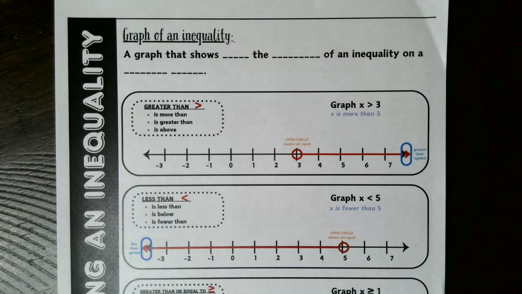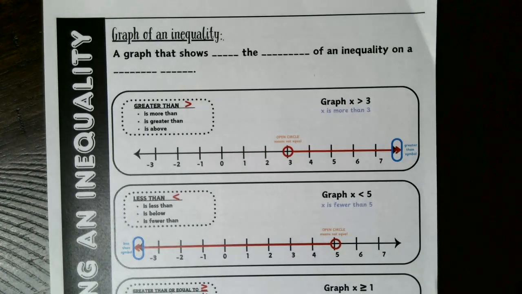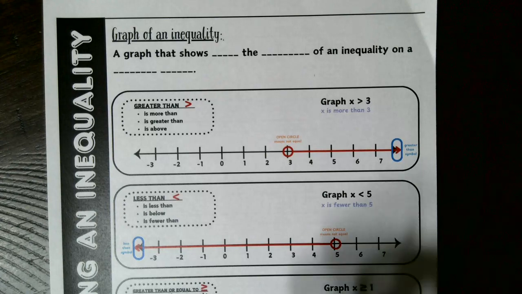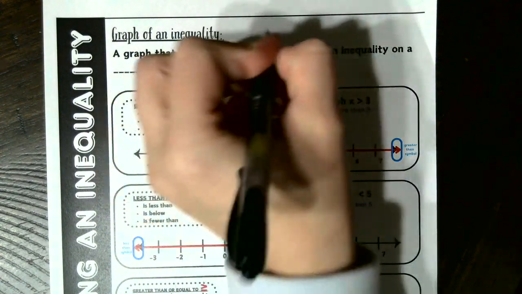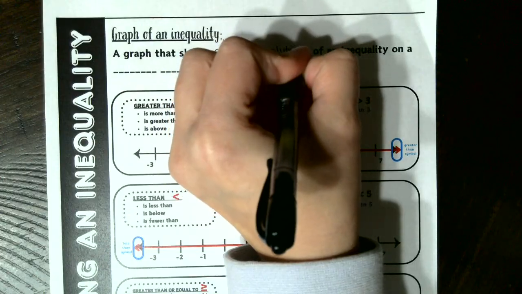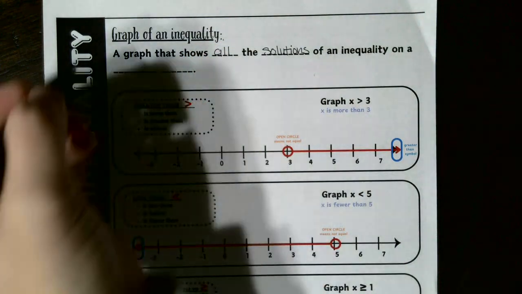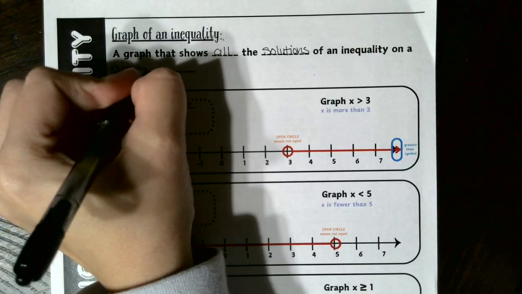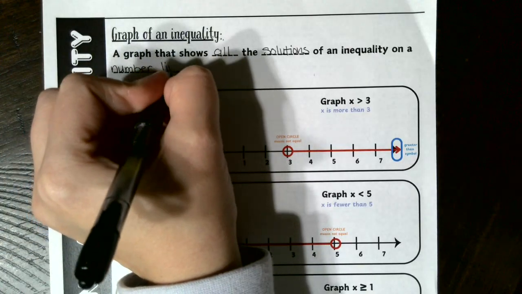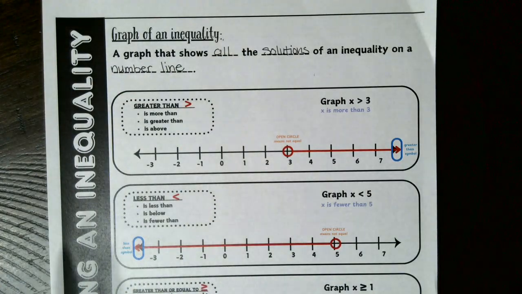So we have talked about writing an inequality. We have talked about determining whether a value is a solution of an inequality. And now our last part for this section is to be able to graph the solutions of inequalities, okay? So first, we should probably know what a graph of an inequality is. Here's some vocab for you. A graph that shows all the solutions of an inequality on a number line. So if somebody asks, what is a graph of an inequality? You would be able to say, oh, well, that shows all the solutions of an inequality on a number line.